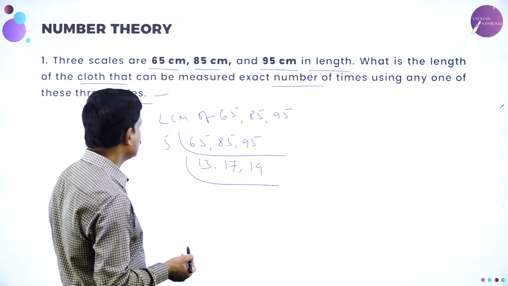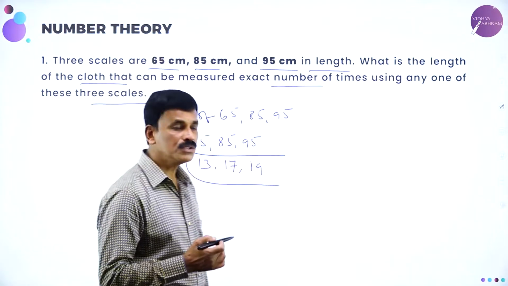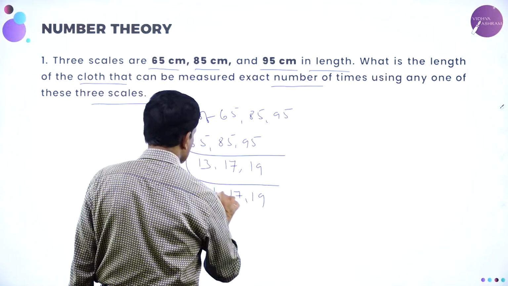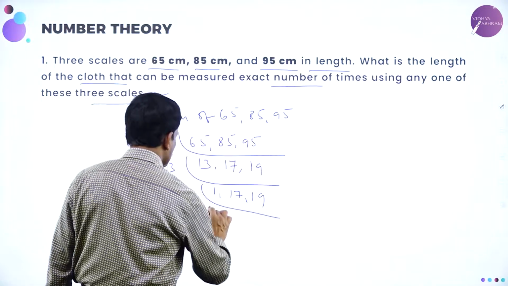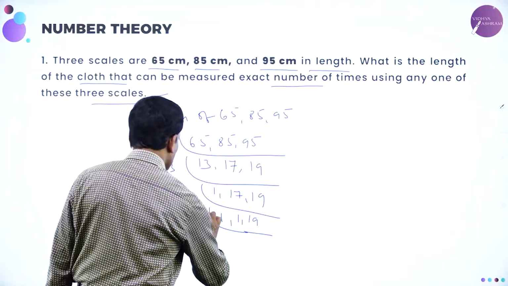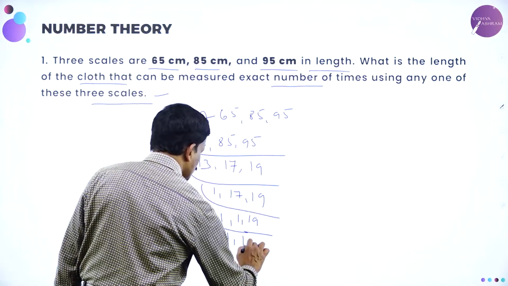Now here we cannot take any other number, so we can take 13. 13 ones are 13, 17 and 19 as they are. Again 17, this is 1. 17 ones are 17, this is 19. Again from 19, so 1, 1 and 1.